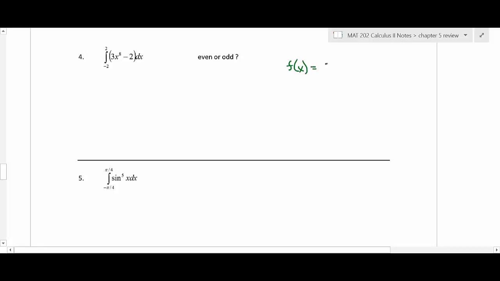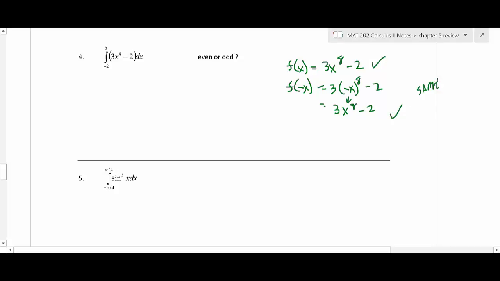So f of x is equal to 3x to the 8th minus 2. So if you do f of negative x, you have 3 times negative x to the 8th. This is an easy enough problem. You can reason this out in your head. So what is negative x to the 8th? It's x to the 8th. A negative number to an even power is positive. So the idea on this would be the y values turned out to be the same. Okay, so that's why it's an even function.